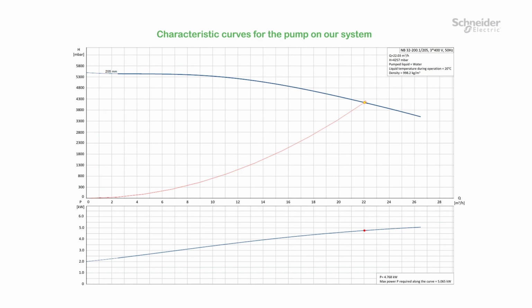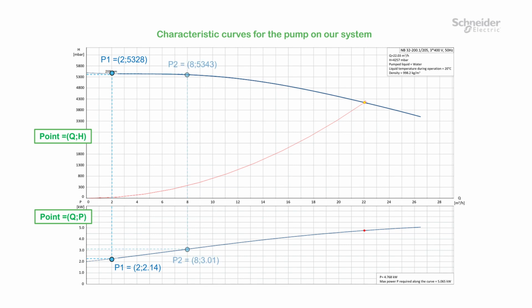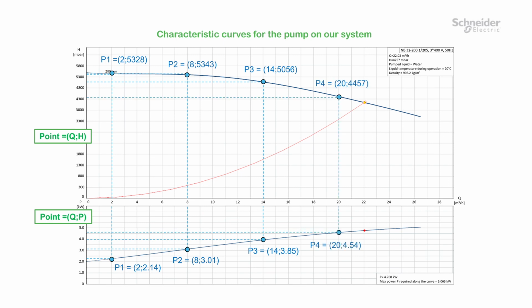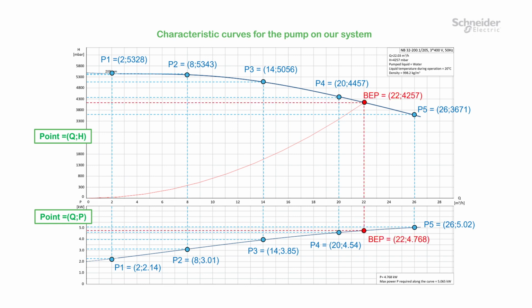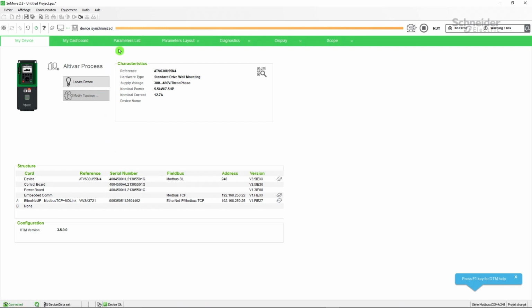On the pump manufacturer curves, choose 5 points sufficiently spaced and identify their coordinates and those of the BEP, P in kilowatt, Q in cubic meters per hour, and H in millibar. These coordinates will allow us to enter the curves in the drive. Set the points with SoMove.